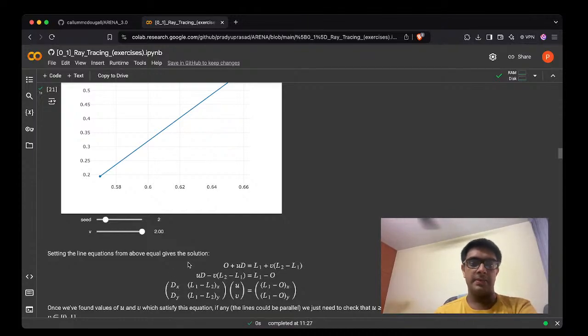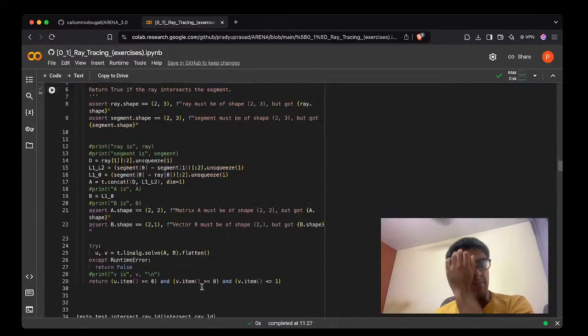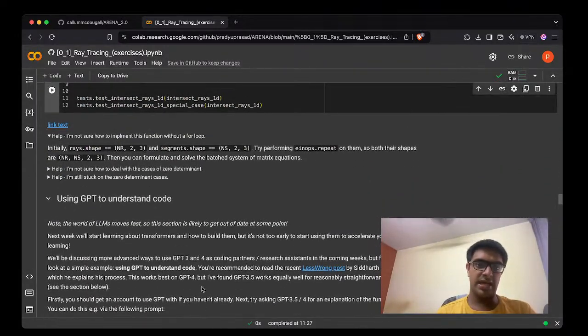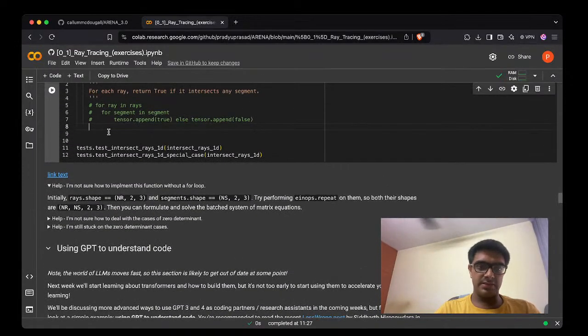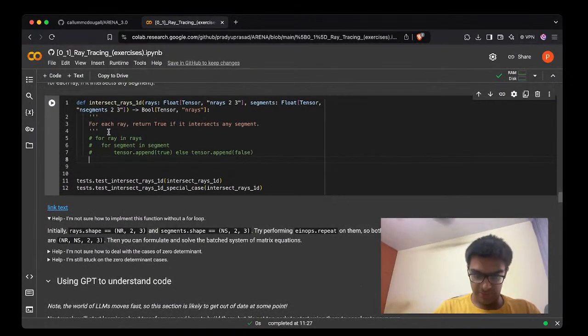But what they want us to do is not that. They want us to have a 4-dimensional tensor. They want us to repeat it n segment times. So you'll have a 4-dimensional tensor in both cases. You will repeat n ray n segment times, and put n segment n ray times, right? So let's do that. einops.repeat.